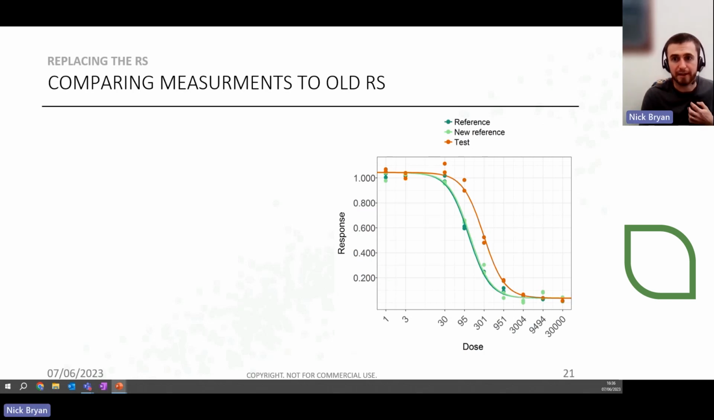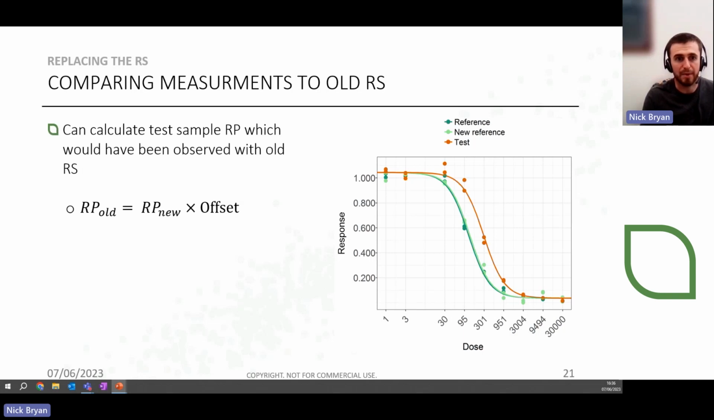As I mentioned, the offset can help us amend our newly calculated relative potency values so that they're consistent with the measurements that we would have seen with the old relative potency, with the old reference standard batch. The way we do this is we take the measurement that we get from our test sample with reference to our new reference batch, which is our RP new, and we multiply that by our offset value.